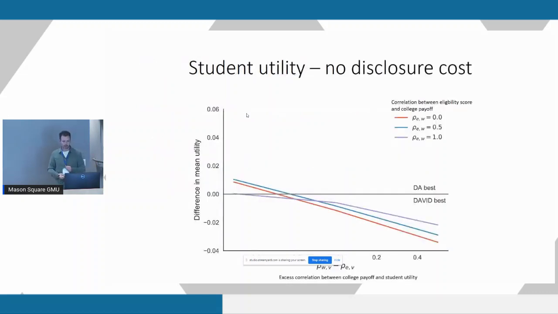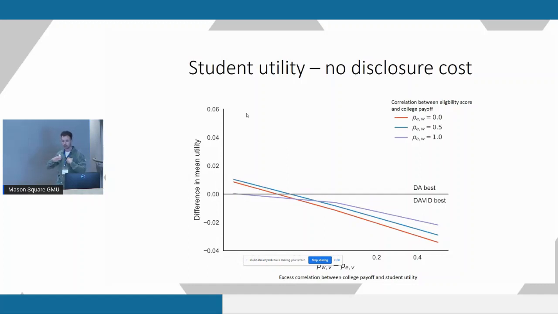And what we see here when we do that, on the vertical axis, we have the mean utility of students, and on the horizontal axis, we have the excess correlation. So it means how much my inherent ability is correlated with my preference for a given study program. And if the excess correlation in terms of underlying ability is much higher than the signal of the eligibility score, then this voluntary information disclosure is better.